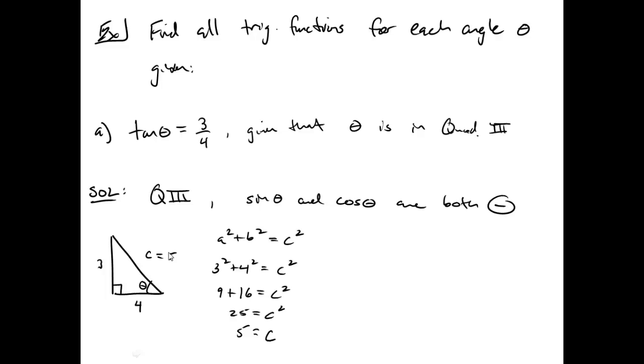And now to find the trig functions, all I'm really going to do is use my information from the triangle and that I'm in quadrant 3. It tells me sine and cosine are both negative. So now I'm going to fill in the information for the trig functions. And this is probably the most important part of this section, knowing how to do this.